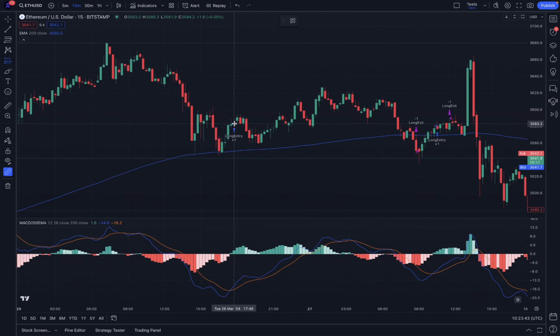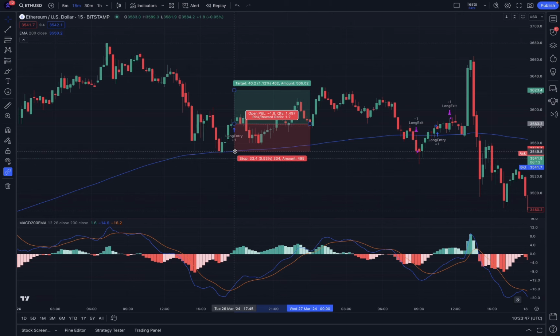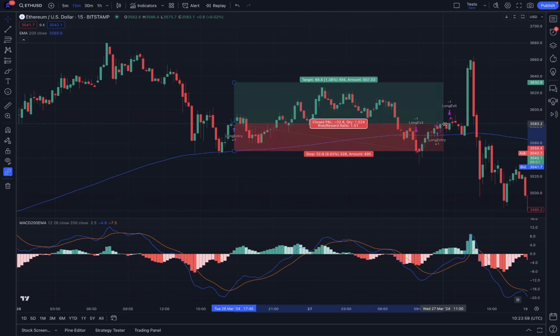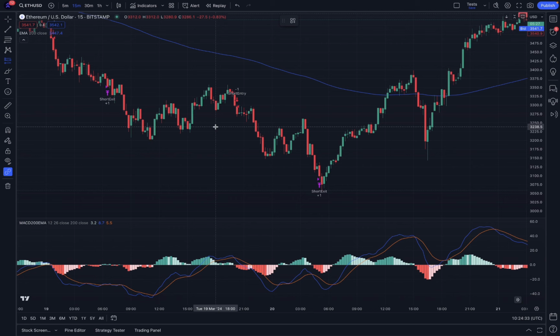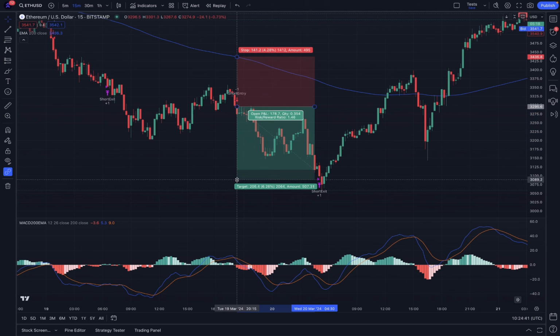Okay, here's another example. We had to take a long position here. Stop loss is right here. The target would be somewhere here. And we went into the stop loss over here. Here's another example for a short position. We had to open the short position over here, set stop loss to the 200 EMA, and we went into profit over here. Perfect trades.